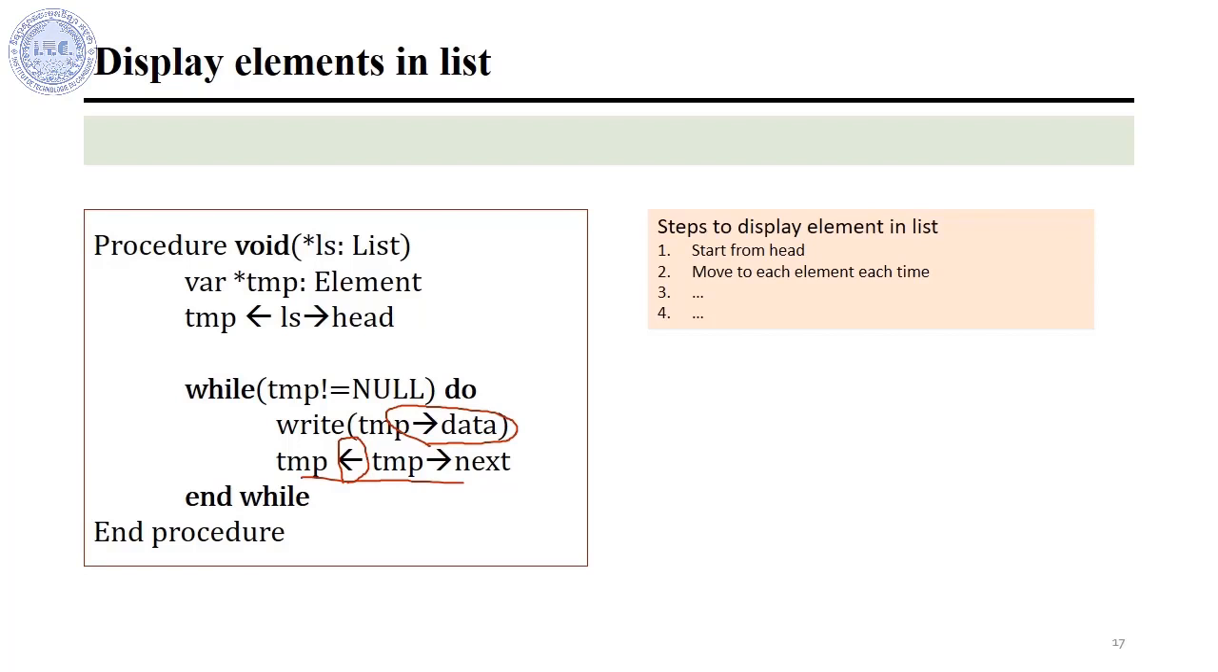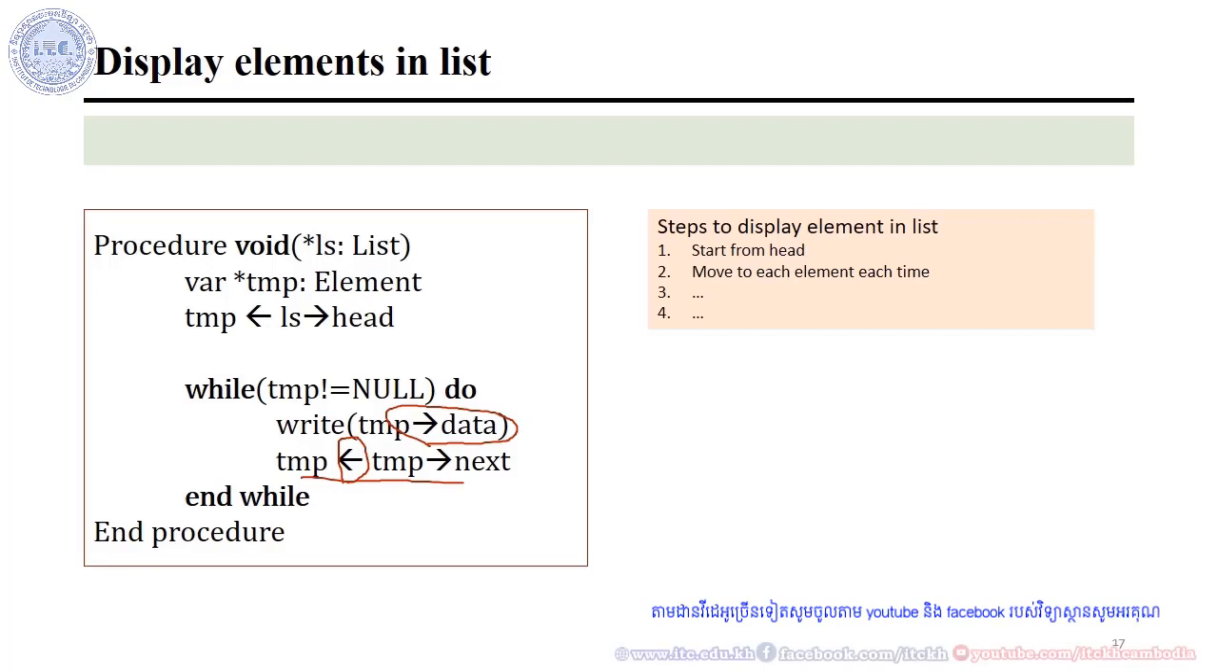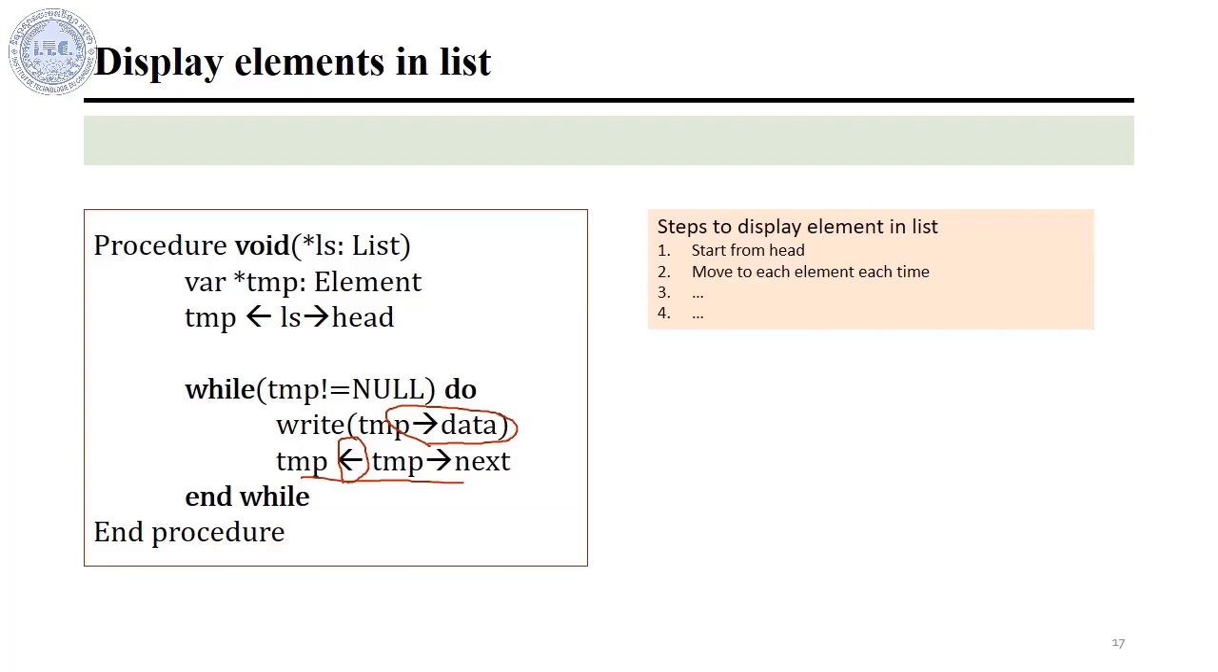TMP equal to TMP next. It means that whenever the loop runs again, you move the TMP variable to next, and there will be a time that TMP here will point to nil, which is the end of the list, and then the loop will stop executing. So this is how you can display elements in the list. Whatever you want, you can display, you can do operations, based on your requirements.